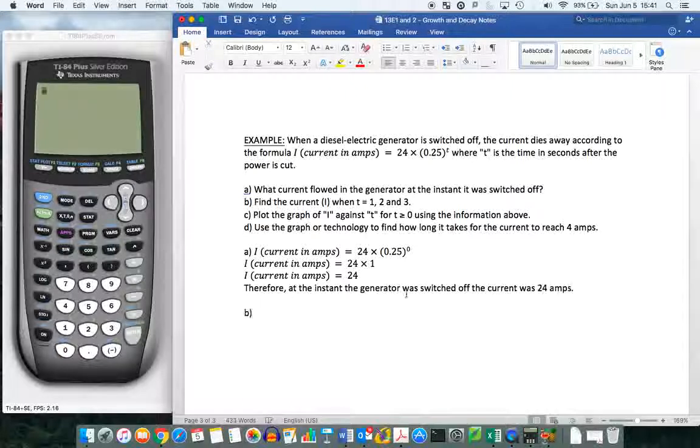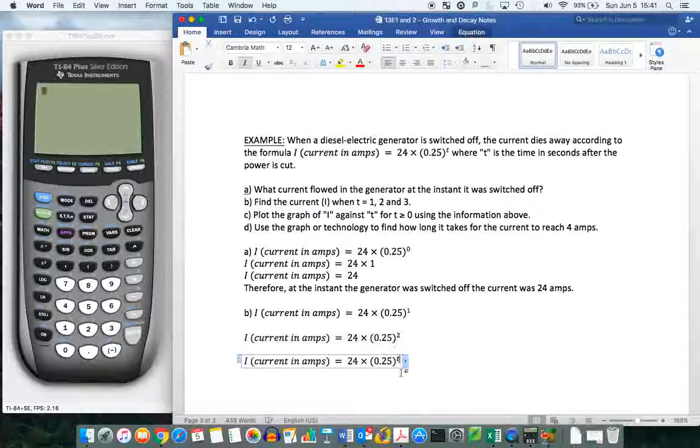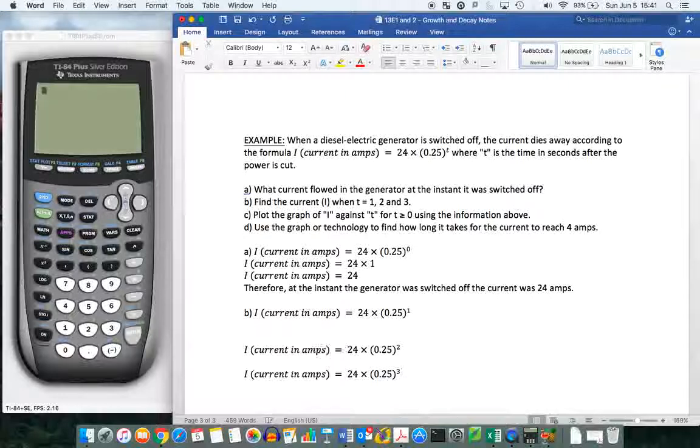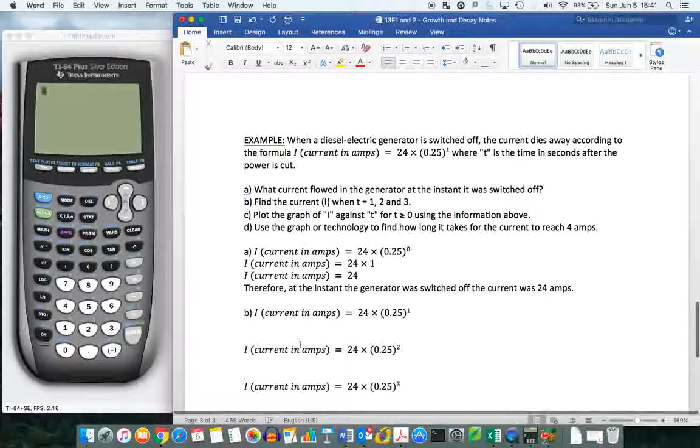B. Find the current when time was 1, 2, and 3. Okay, substitutions again. So we need to substitute when it was 1. We need to substitute when it was 2. This is all calculated. When it was 3. So I leave more space between.